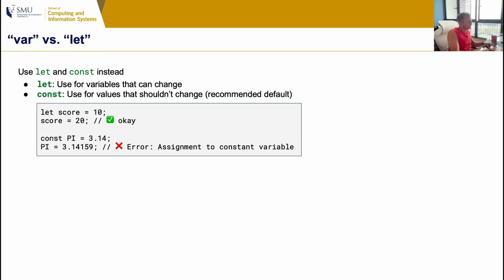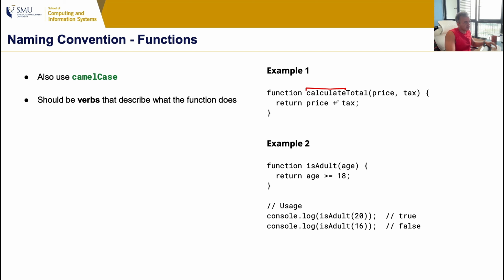Functions also we will be using camelCase, and try to make the function names mean something, meaning use action verbs to indicate function names. Or this guy is, if the function is returning a boolean, a logical true or false, then is a good name for it.